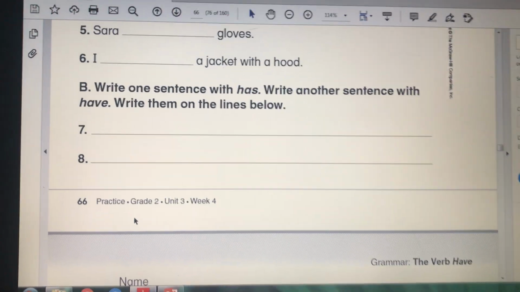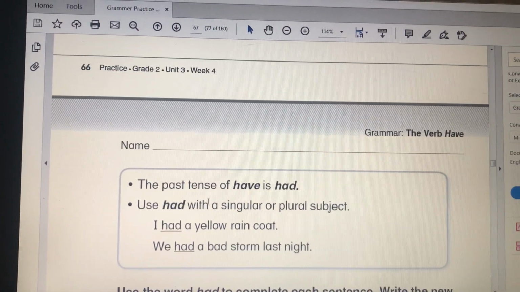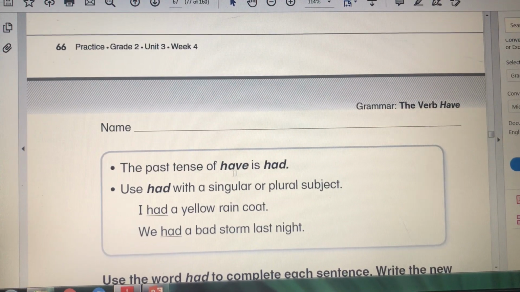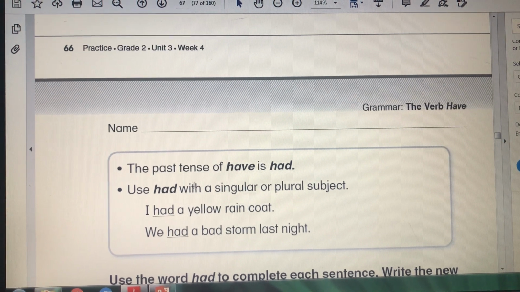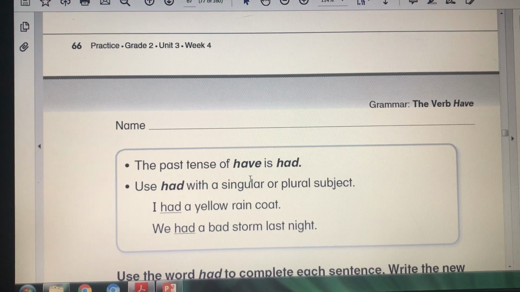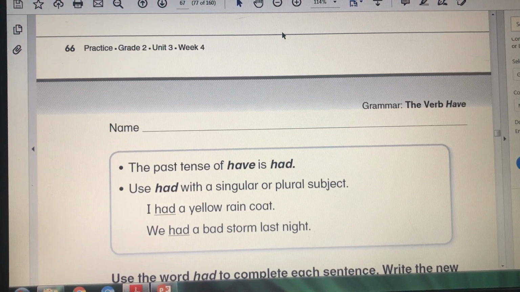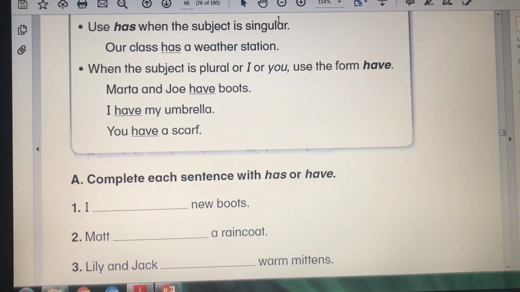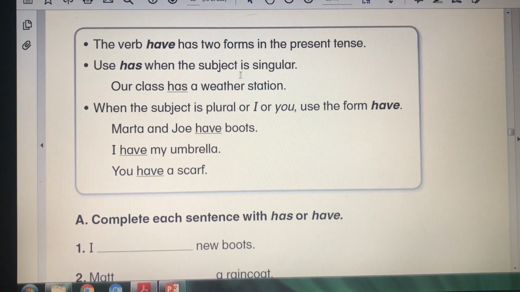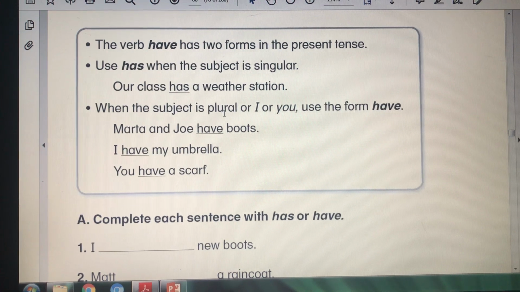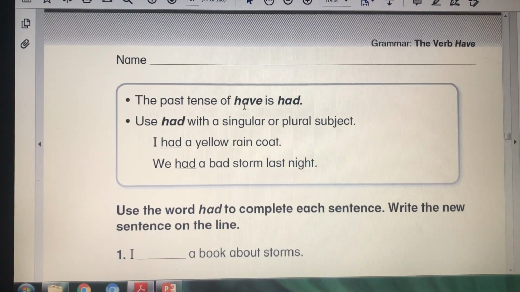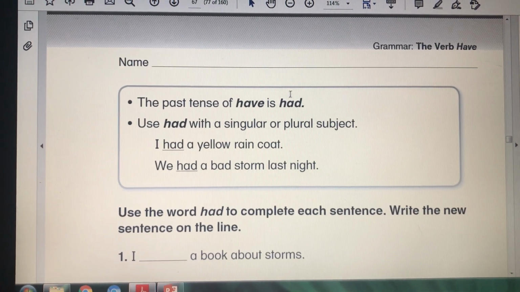Okay. Moving on to the next box. The past tense of have is had. Use had with a singular or a plural subject. So we use had with both singular and plural. In the previous one, let's go back to it. It's the present tense. So has is for singular and have is for plural and I or you. But in the past tense, have is always had.